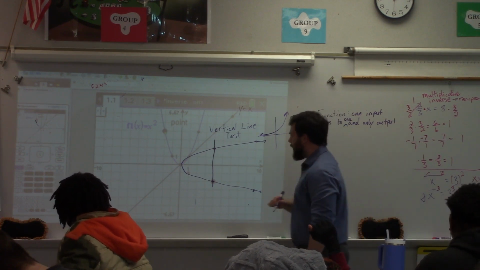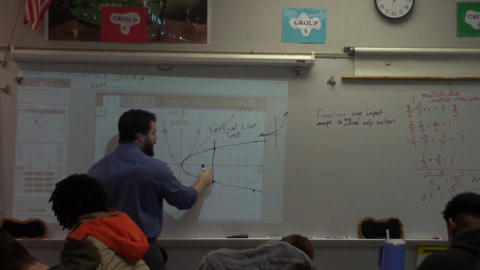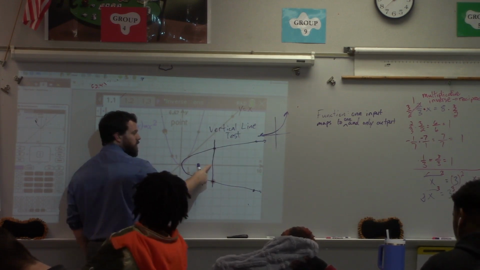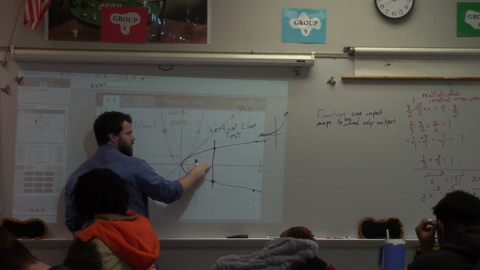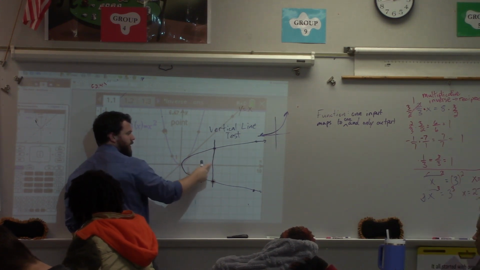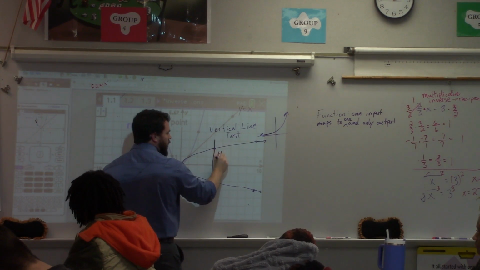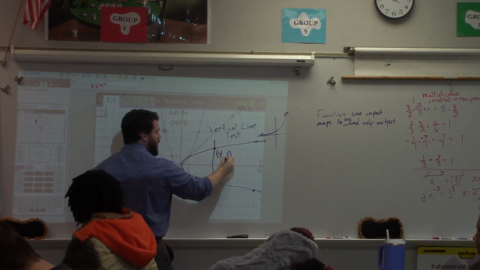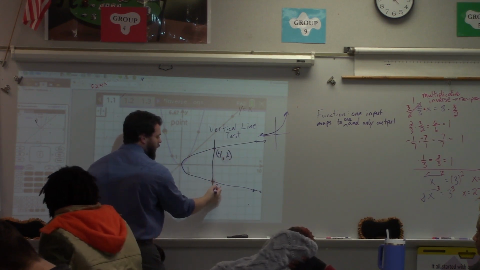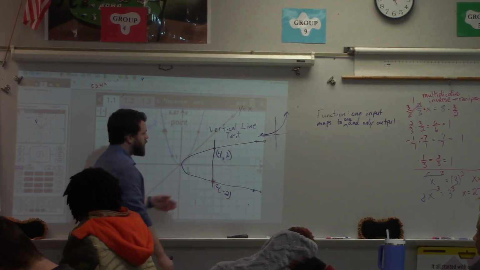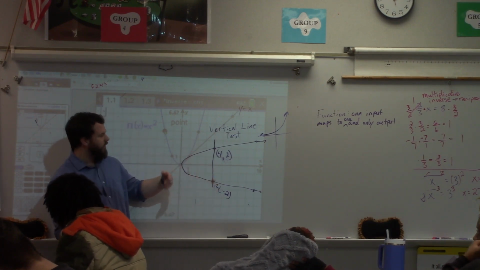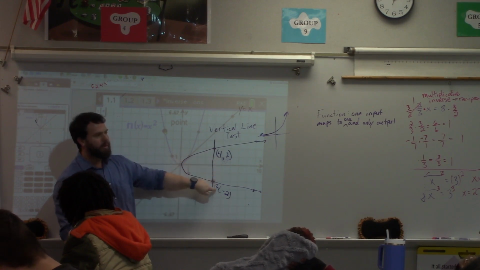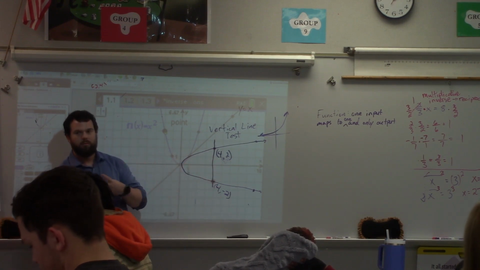Okay, so I want you to think about this. If I draw this vertical line here, what is the input right here? What's the x value? 1, 2, 3, 4, okay? So 4 comma 2, and this would be 4 comma negative 2. Notice that vertical line has the same input or different inputs? Same input. But that one input is mapping to two outputs.